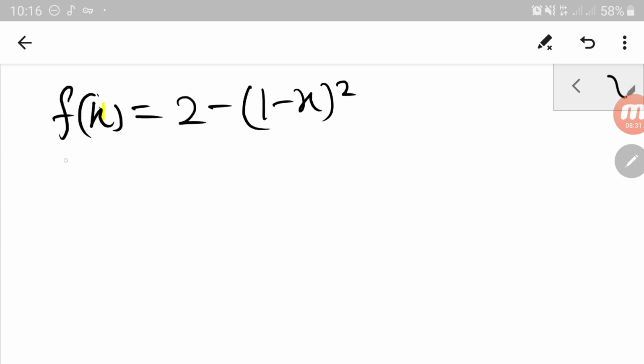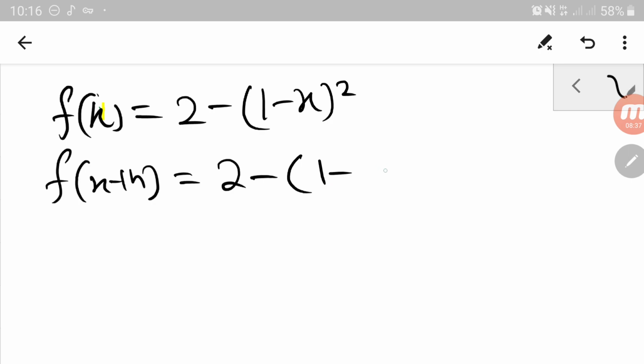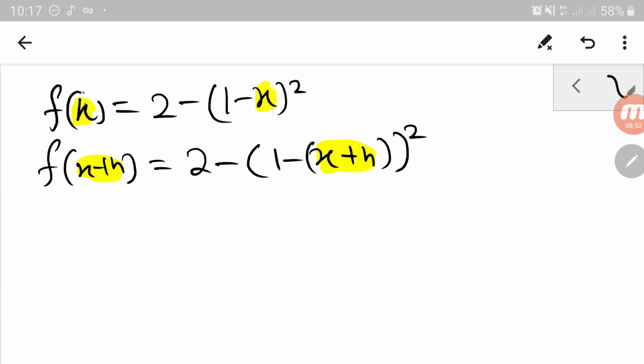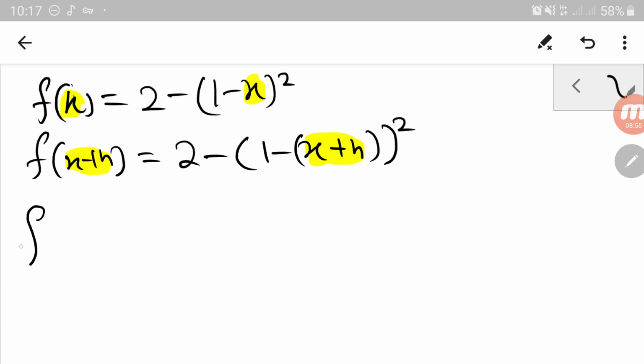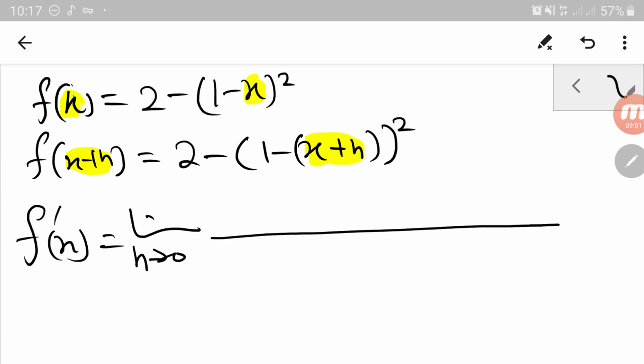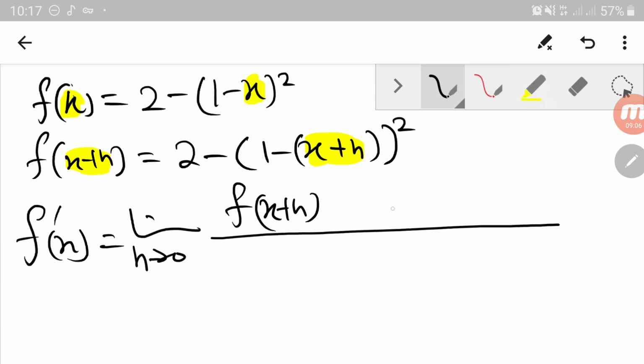Now let's get the f(x plus h). What we have is 2 minus 1 minus x plus h squared. Notice this whole one, so be wary of the negative. Don't just substitute like that. So f prime is what? Limit h approaching 0 for f(x plus h) minus f(x) over h.